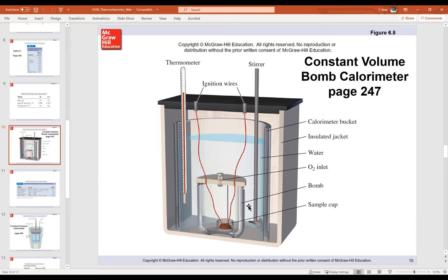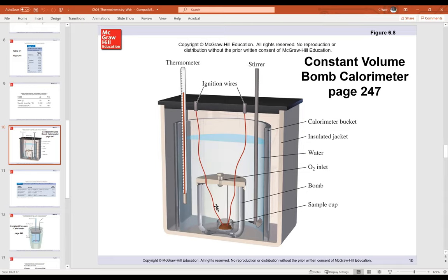The reason it's called constant volume is because the chamber in which the sample exists doesn't change size. So you know that gases, whatever gas is in here, is going to expand. And basically this sealed chamber is not going to let that gas expand. The gas is going to stay whatever the size of the bomb or the inner chamber is.